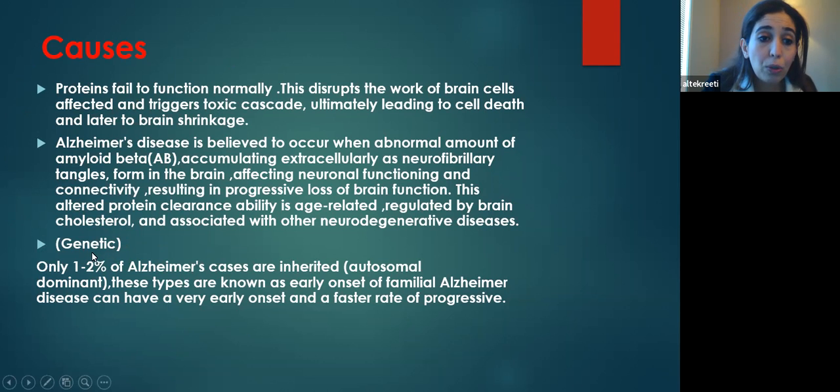We're going to talk about the second cause, which is related to genetics. It only accounts for 1 to 10% of Alzheimer's. Alzheimer's disease is inherited as autosomal dominant. These types are known as early onset familial Alzheimer's disease, which can have a very early onset and a faster rate of progression. It's the opposite of the usual type of Alzheimer's, as it happens early and at a faster rate.